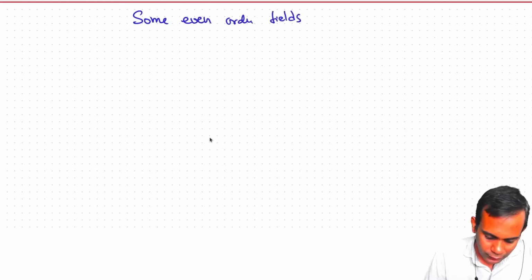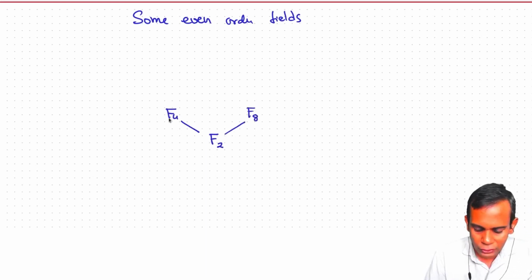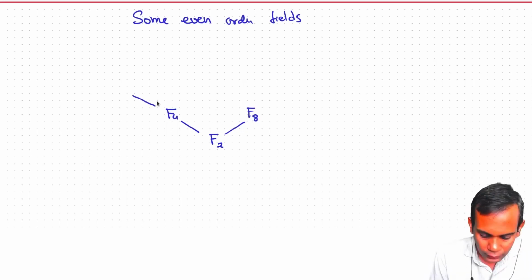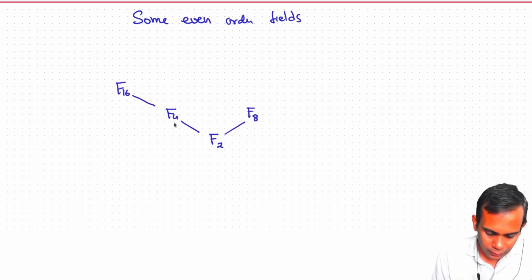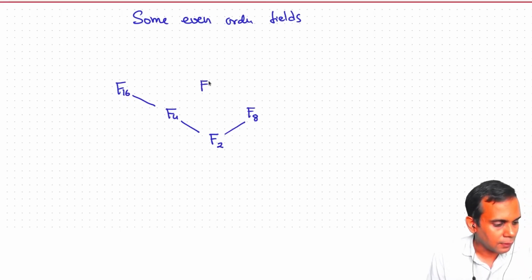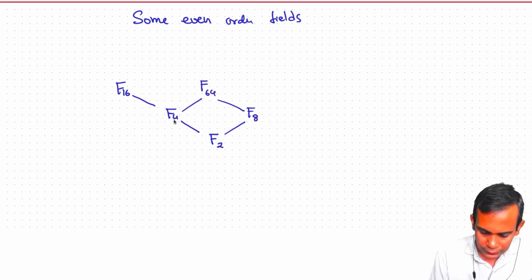The smallest field of even order is a field of order 2, and this is contained in a field of order 4. It's also contained in a field of order 8. But this field of order 8 does not contain a field of order 4, because 8 is 2 cubed and 4 is 2 squared, and 2 is not a factor of 3. This field of order 4 is contained in a field of order 16, because this is 2 squared and this is 2 to the power 4, and 2 divides 4. But it's also contained in a field of order 64, which is 2 to the power 6. So 6 is divisible by 2 and 3. So F64 contains F4 and F8.